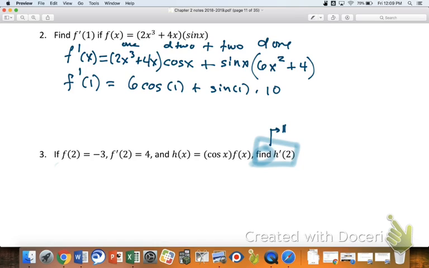Number 1, find h prime of x. Because if you're going to find h prime of 2, you need to figure out what h prime of x is first. And then step number 2 would be to plug in a 2 for x, right? Plug in a 2 for all the x's that you see. So step 1, if you're finding h prime of 2, is find h prime of x.